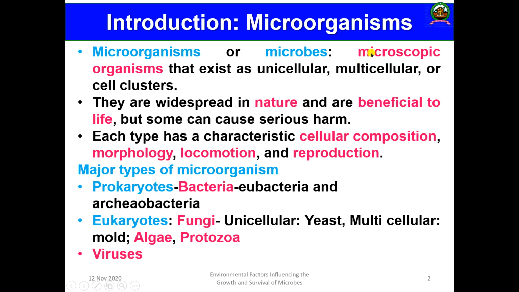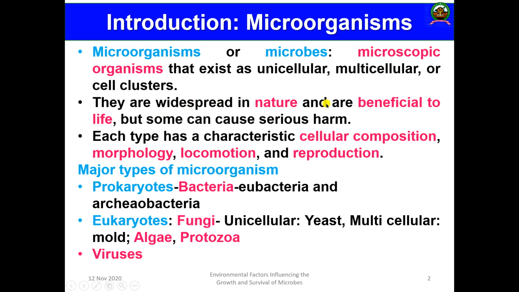They are microscopic organisms that exist as unicellular, sometimes multicellular or cell clusters. Unicellular means they have a single cell, for example bacteria. Then multicellular: some of the organisms are multicellular in nature, and some of the organisms are clusters or groups. As I said, they are widely spread in nature and are beneficial to life.